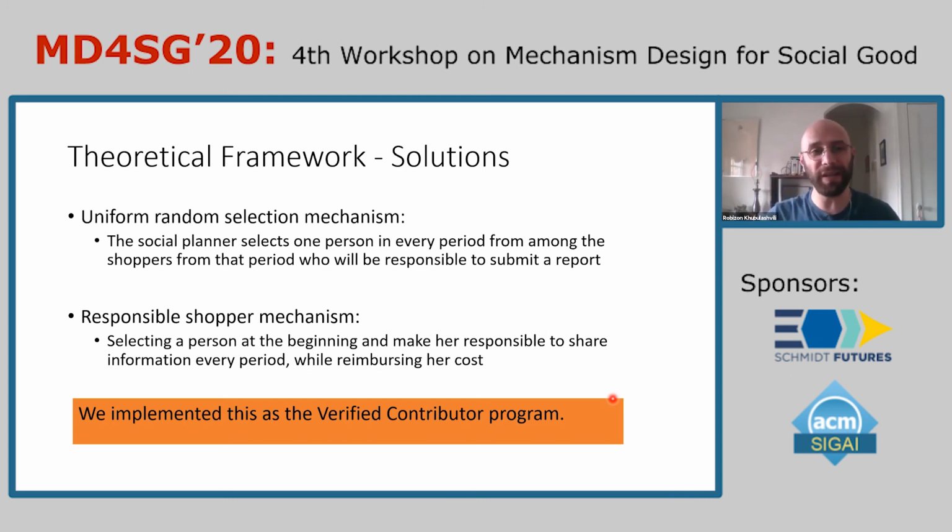Obviously, we have big markets. This won't be feasible to implement in real life, but the second one, the responsible shopper mechanism, might be implemented in real life. The second one implies selecting a person at the beginning and making her responsible to share information every period while reimbursing her cost. We implemented this one and we call it the verified contributor program.